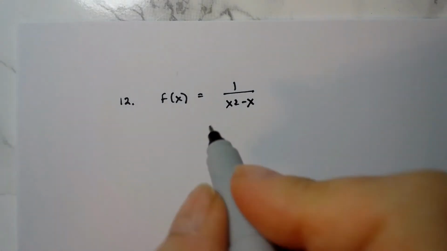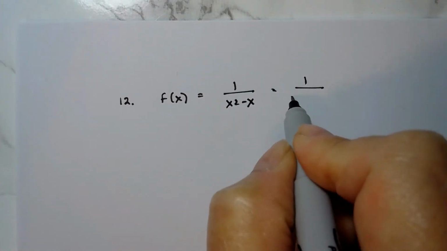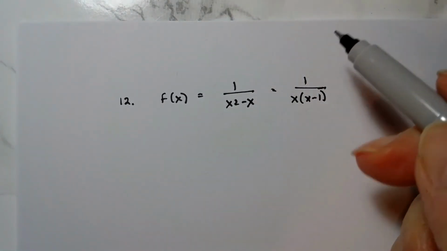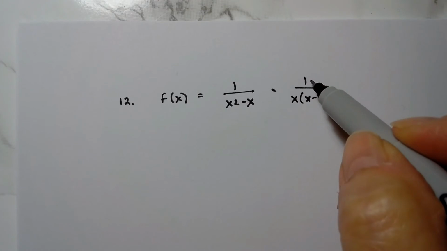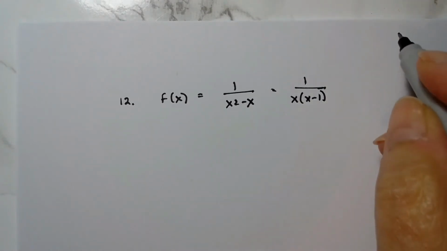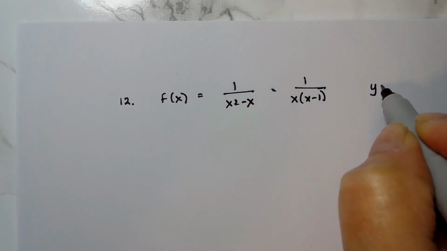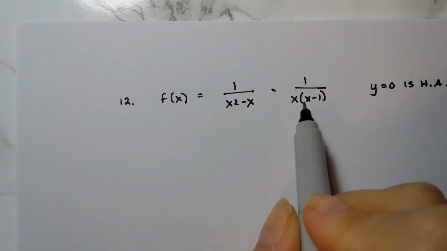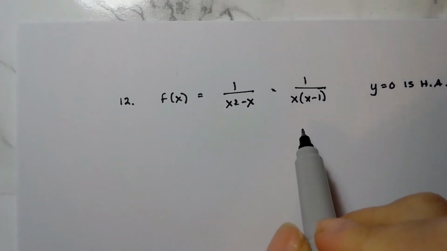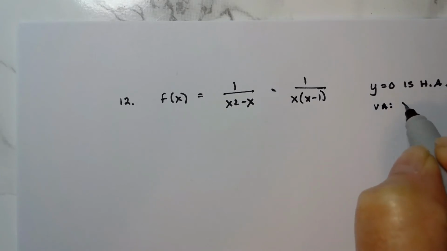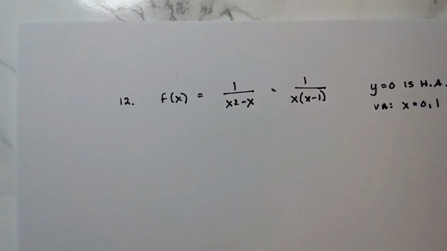Okay, so look, again, I know this is 1 over x times x minus 1. I know a couple of things. I know that the degree of the numerator is smaller than the degree of the denominator, so I know that y equals 0 is a horizontal asymptote. I also know that if I set each one of these factors in the denominator equal to 0 and solve, I'm going to have vertical asymptotes at x equals 0 and 1, right?